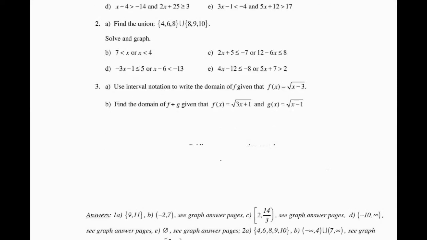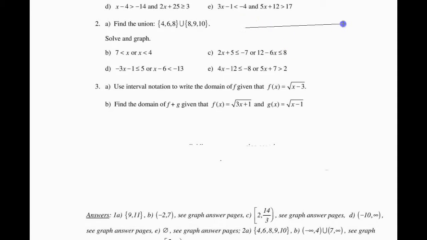Now, as we do our union, we use a brace for roster notation, and we just list all the members. So we list 4, 6, 8. Now 8 is found in both, so we don't write it again. 9, 10. So that is our union. We're just including everything. Okay? Now let's do some graphing as we continue.